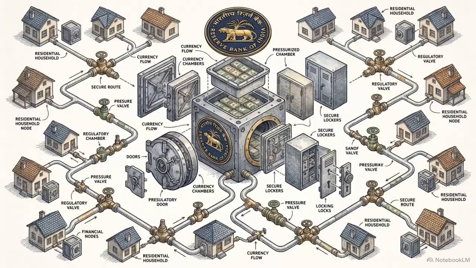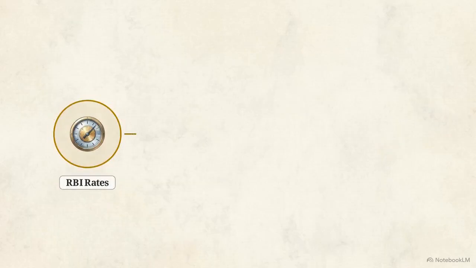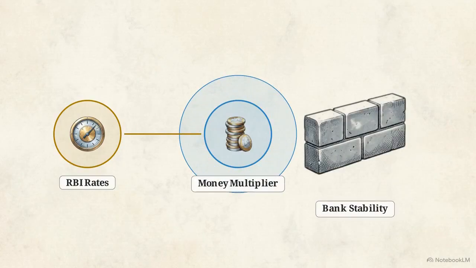We have tracked the architecture of the system from a single deposit through the M3 money supply to the RBI's quantitative controls and out to the international borders. This shows the direct cause and effect chain. RBI rates influence the money multiplier, which is limited by bank stability and impacted by international capital flows.